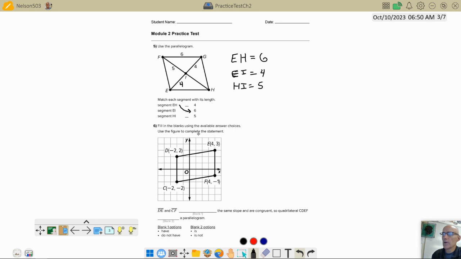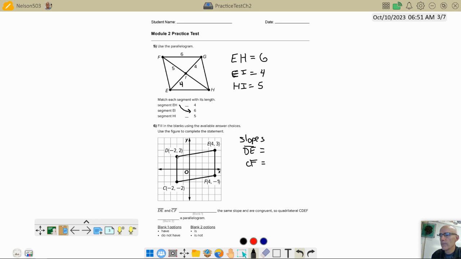Fill in the blanks using the available answer choices. Use the figure to complete the statement. All right, so it says DE and CF blank, the same slope, and are congruent. Again, I'm going to have to change this problem because it's not just to fill in the blank. So let's see how I could modify it a little bit right now. And I might ask you to find the slopes. So what are the slopes of DE and CF?